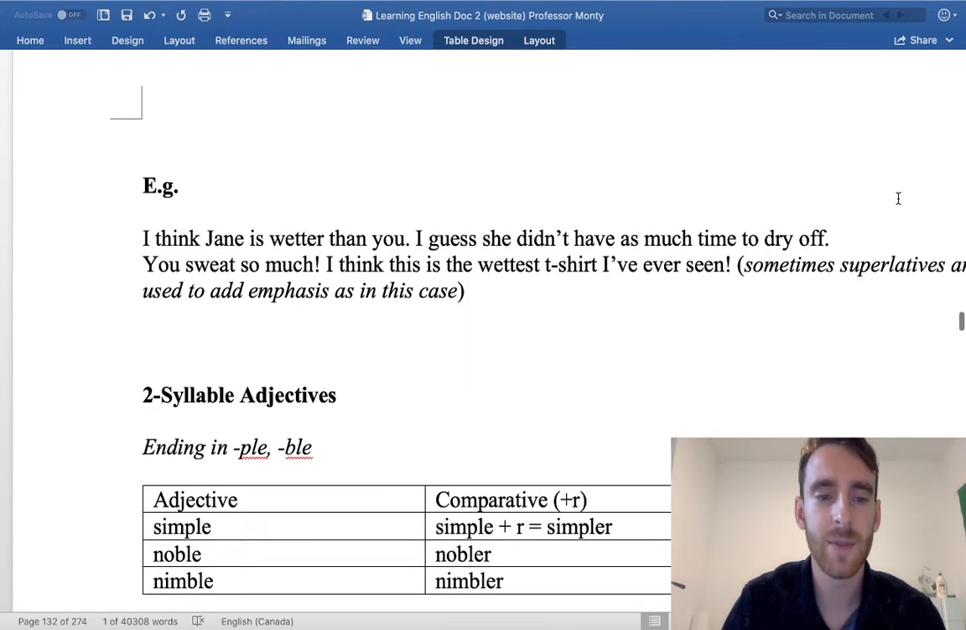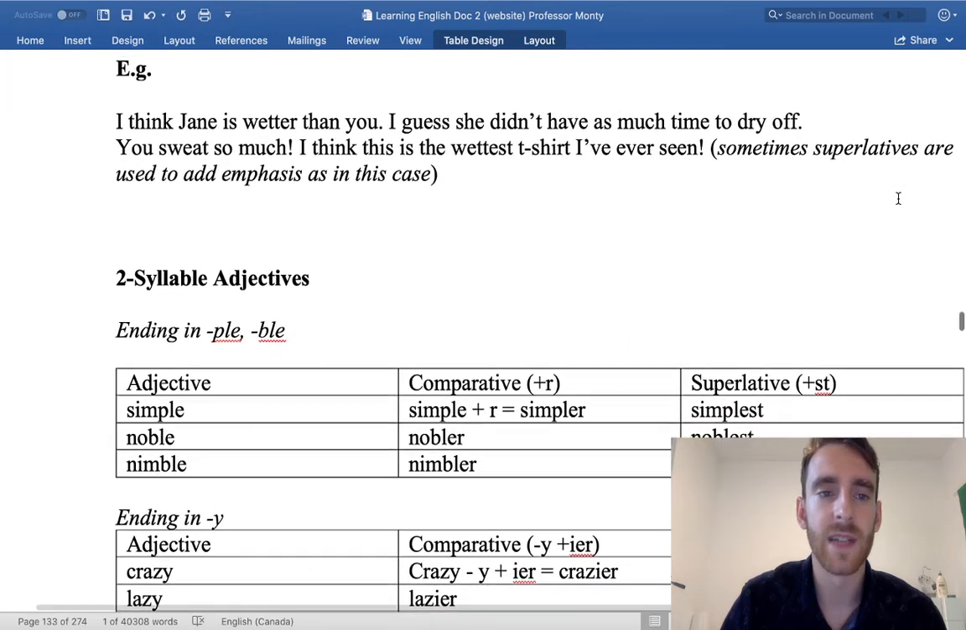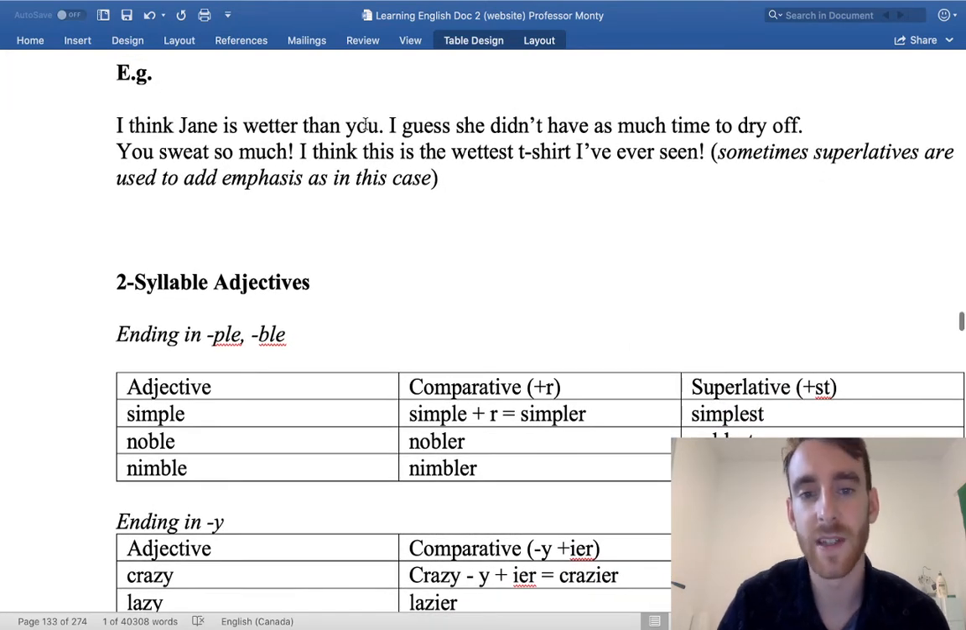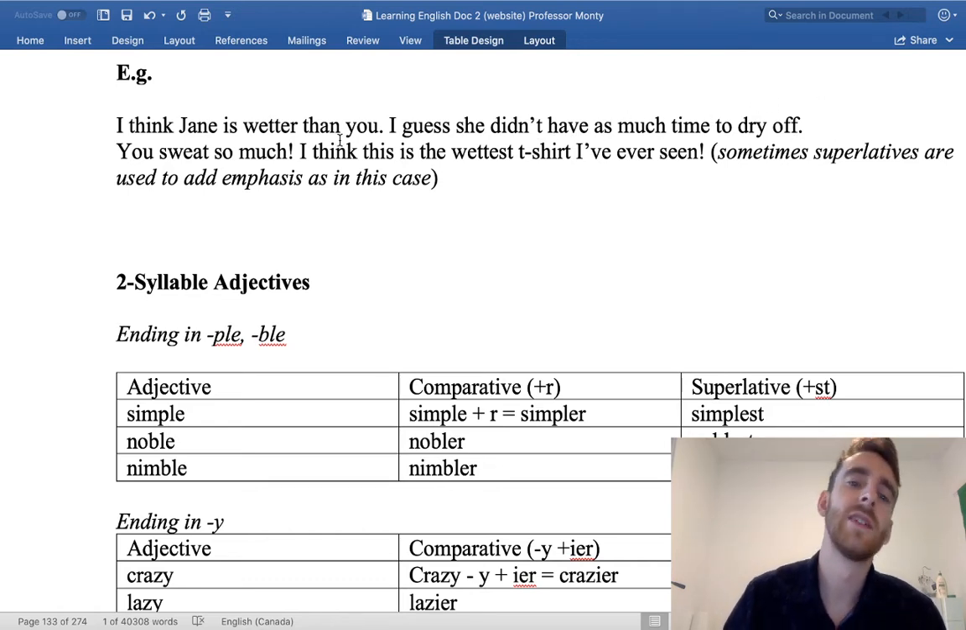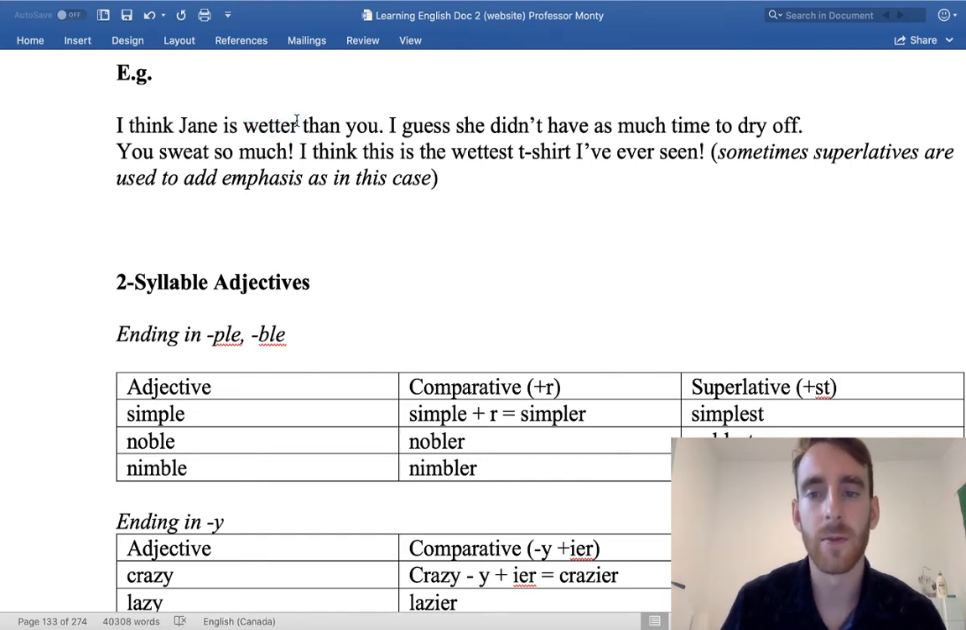Here are some examples, guys. For example, I think Jane is wetter than you. I guess she didn't have as much time to dry off. Okay, so comparing Jane and you with this wetter, we need that double T. That's a spelling thing, right, guys?